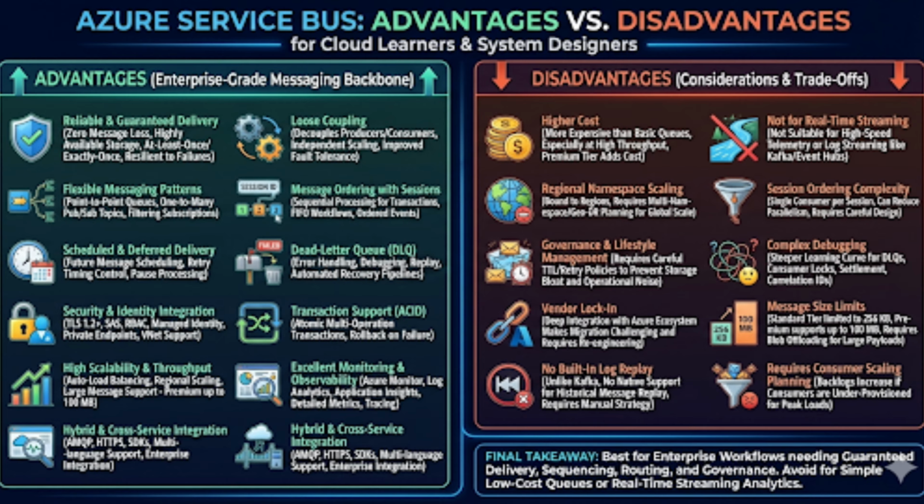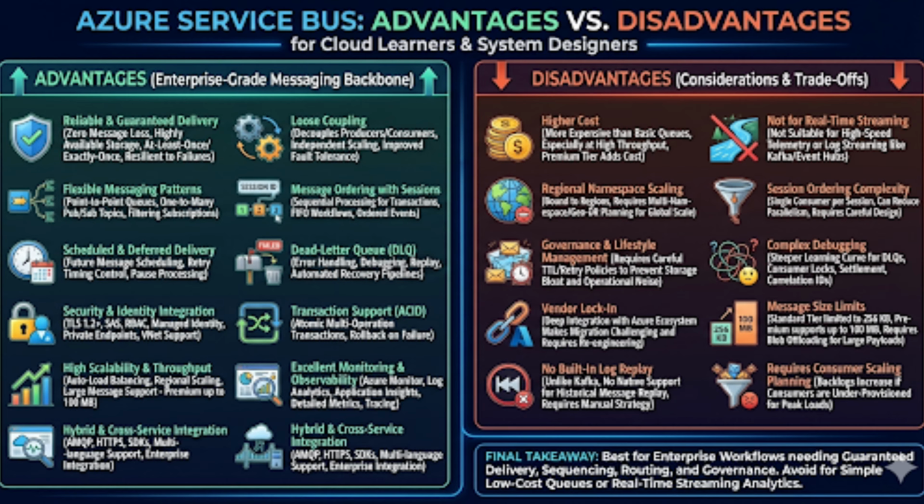Let's examine both sides deeply so you can use this for lectures, architecture decisions, or interview preparation. Advantages of Azure Service Bus. 1. Enterprise-grade reliability and guaranteed delivery. Azure Service Bus ensures that once a message is accepted by the broker, it is never lost. It persists messages to highly available storage and maintains them until the consumer confirms completion.